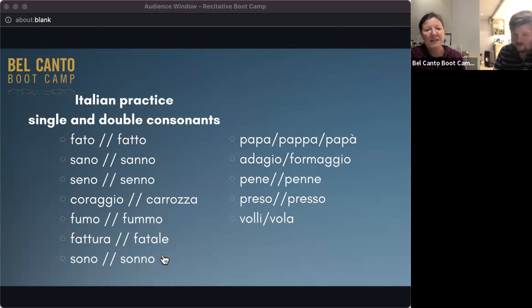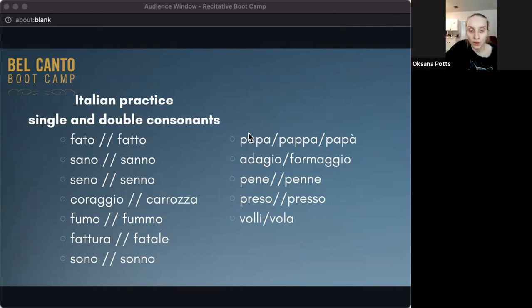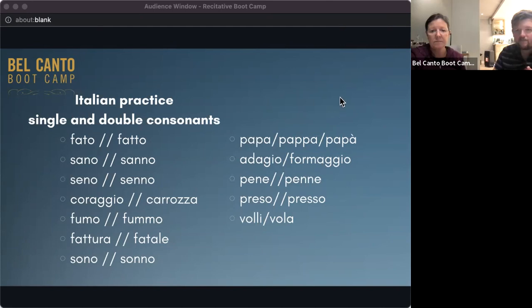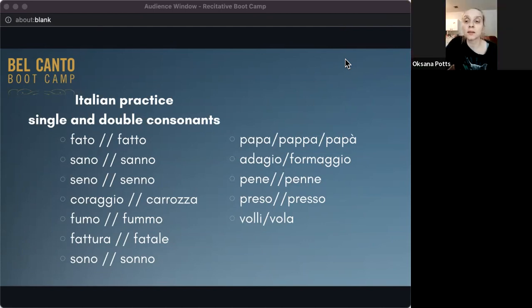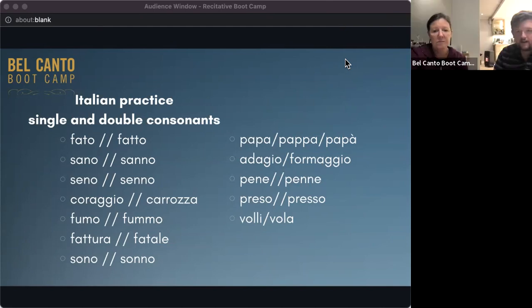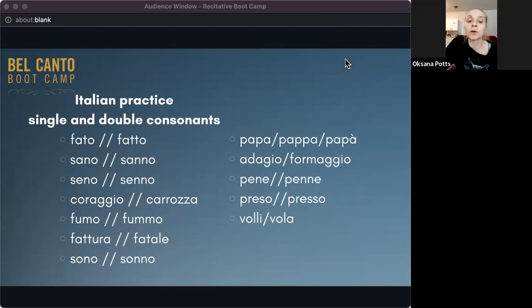adagio, formaggio, pene, penne, preso, presso, volli, vola. All right, Oksana, first line. Fato, fatto, sano. Good. I'd like the vowel of fatto to be shorter. So fato and then fatto. Fato, fatto. Good. Braden, second line. Sano, sano.